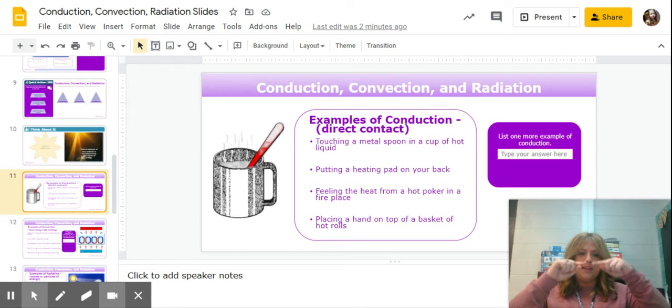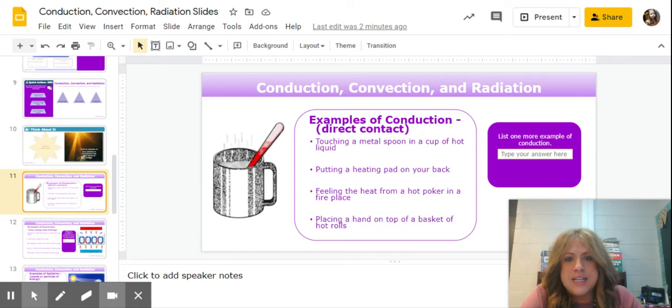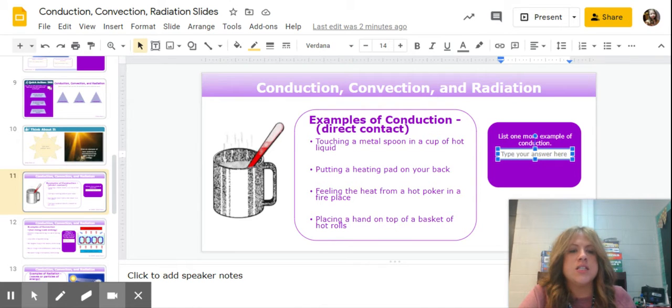It has two things like this. And you touch it in to move the coals around or the wood around in a fireplace. It's not touching direct the fire and turning warm. Or placing a hand on top of a basket of hot rolls. And then it says here, list one more example of conduction. I want you to think of something that is hot, and when you touch it, turns hot to you. Or when something touches it, gets hot as well.